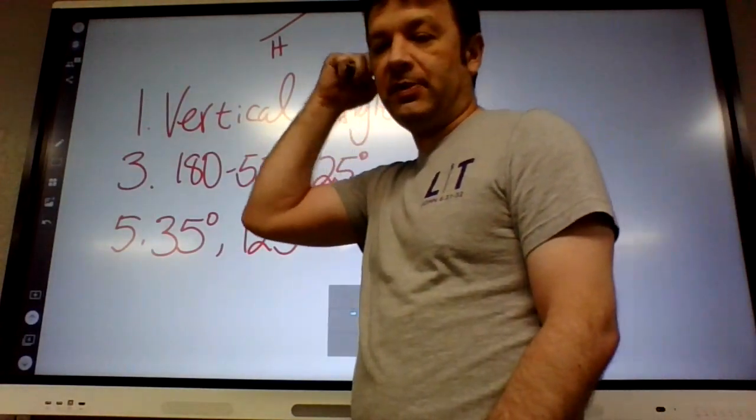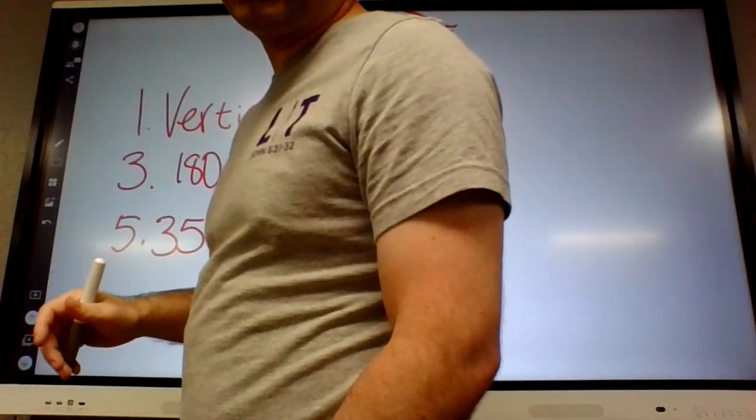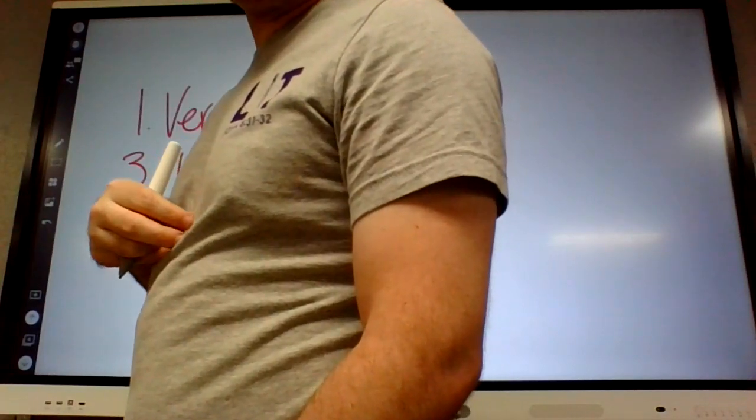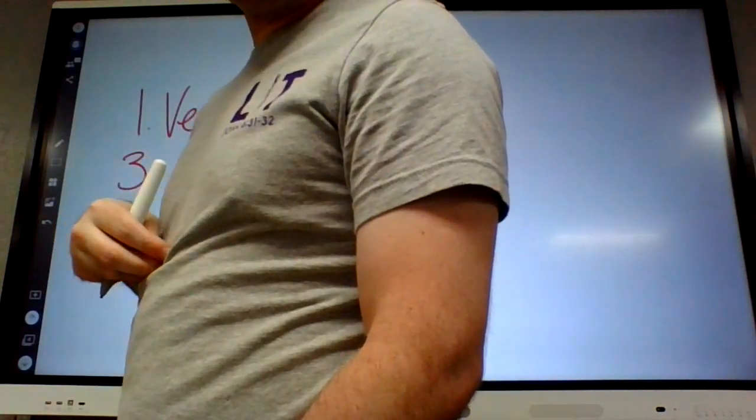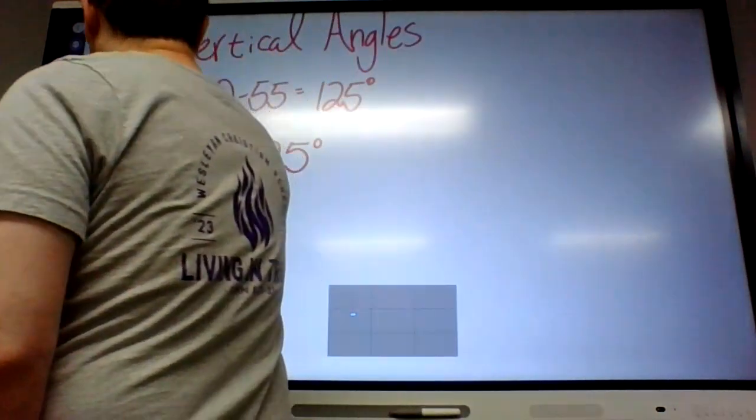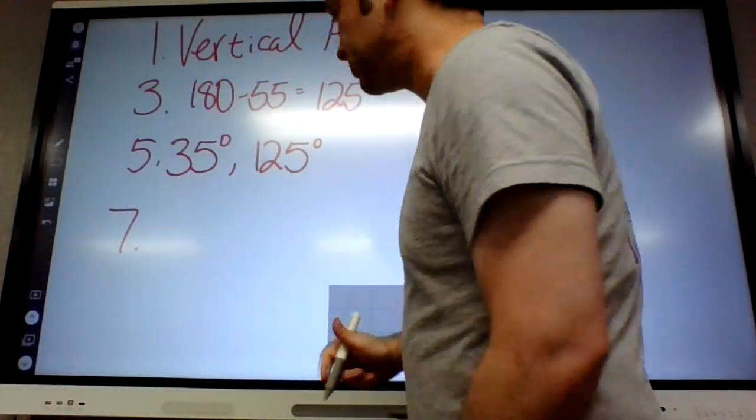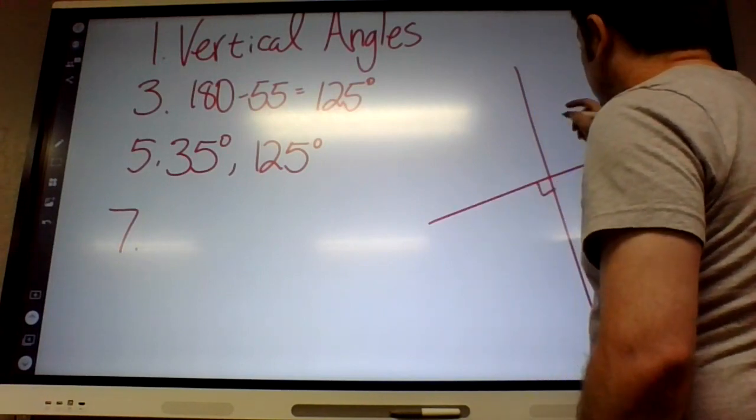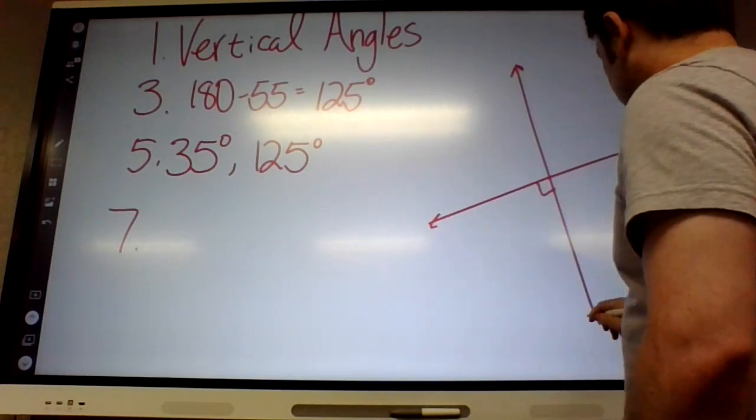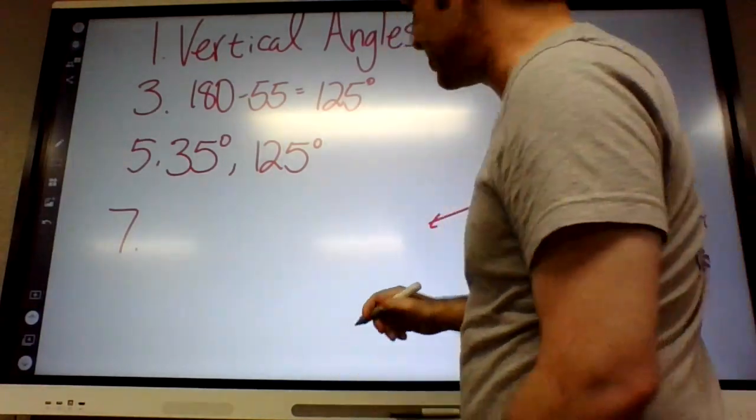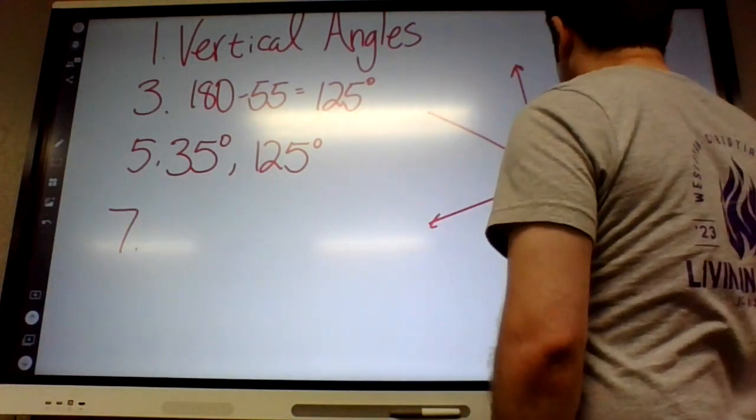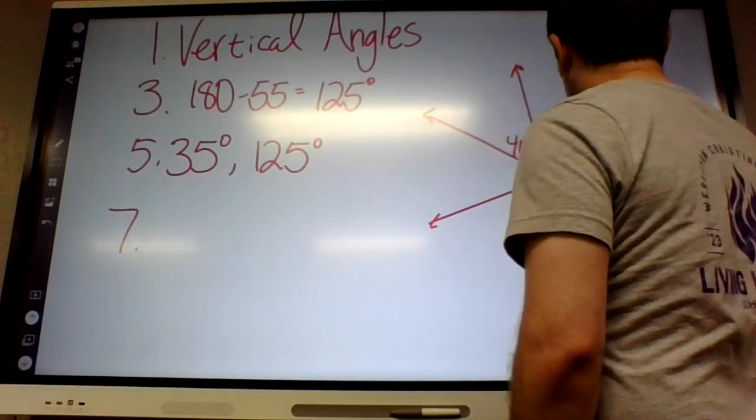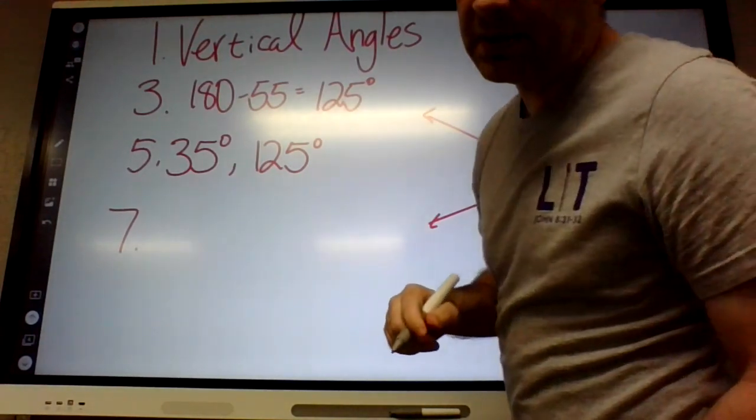All right, number 7. Oh, that's number 6. Name 2 angles that are supplementary to angle FGE. I probably better draw this one. Okay, it has a 90-degree angle there, and then it does this. Darn it. And it does ACD.